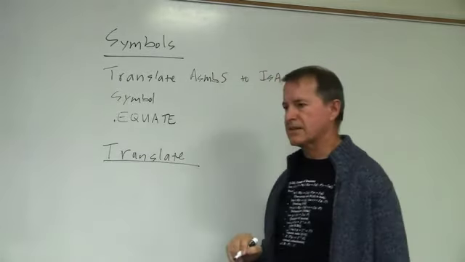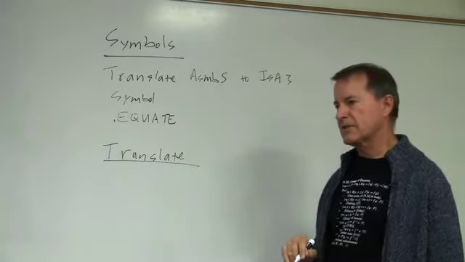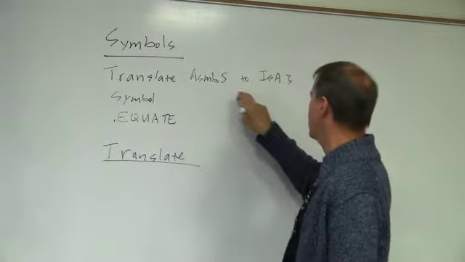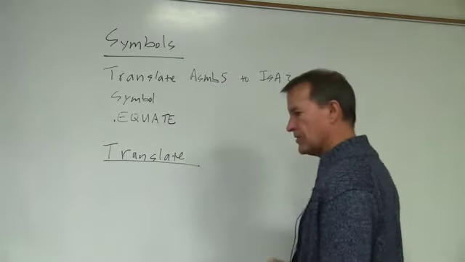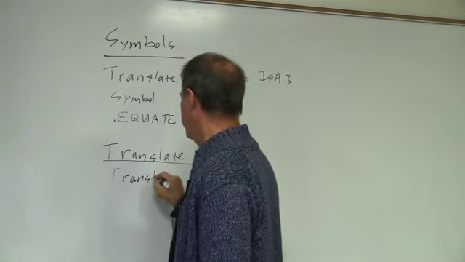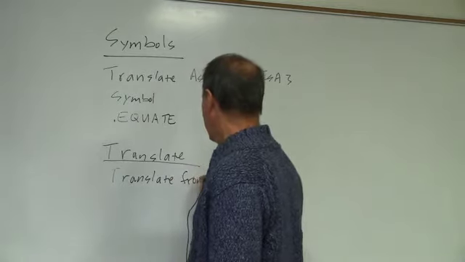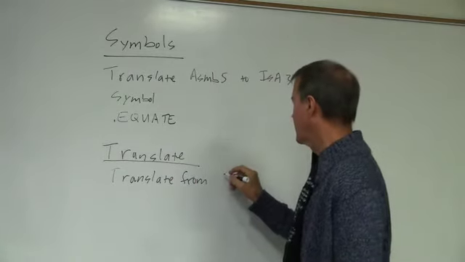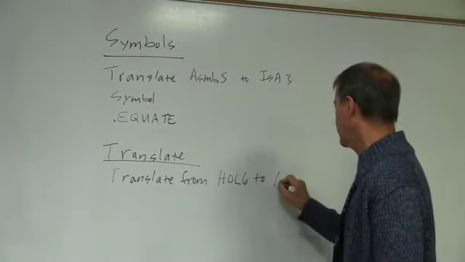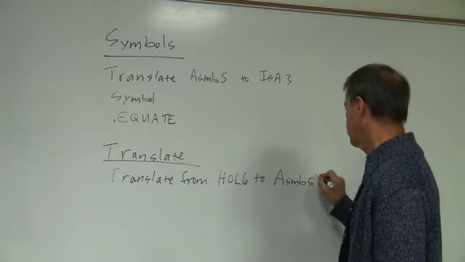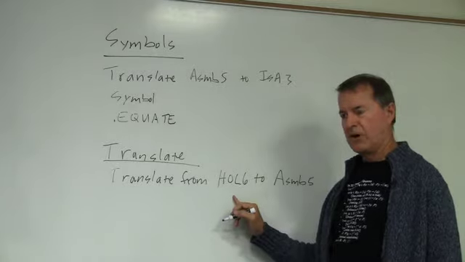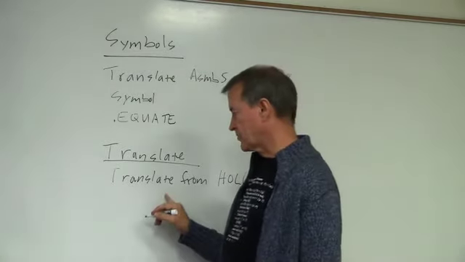You need to know how to translate. So let's review some of the principles for translating. What we mean by translating is... Now this was Assembly 5 to ISA 3, but there's another translation that you need to know how to do, and that's translating from HOL6 to ASMB 5. Okay? HOL6, this is C++. All right, so let's review a couple of the principles of how to do a translation.